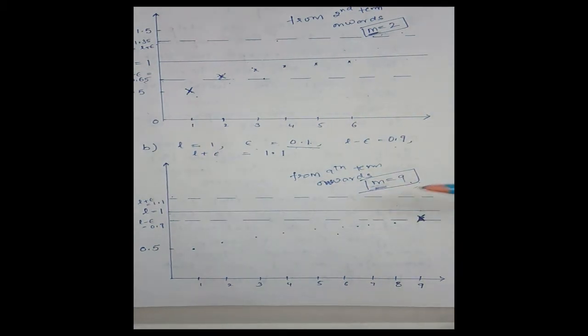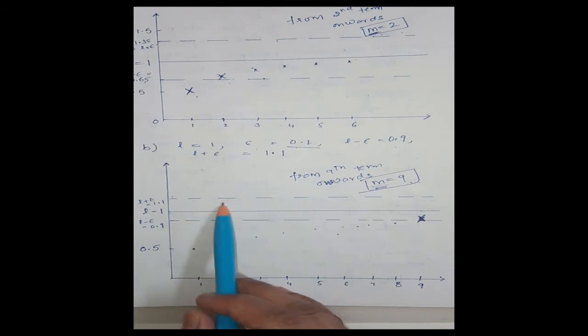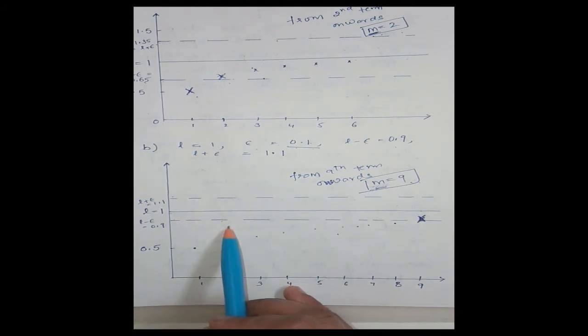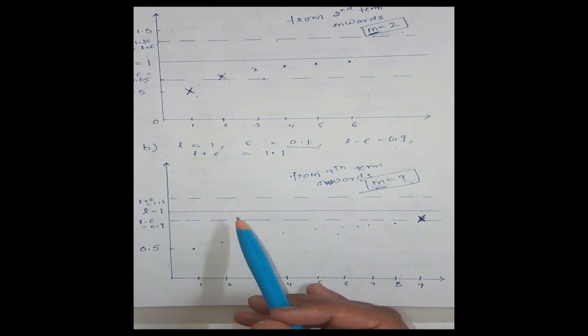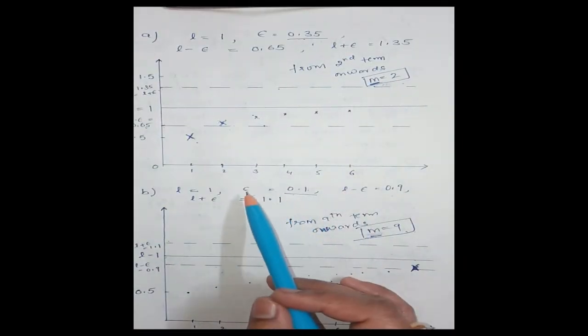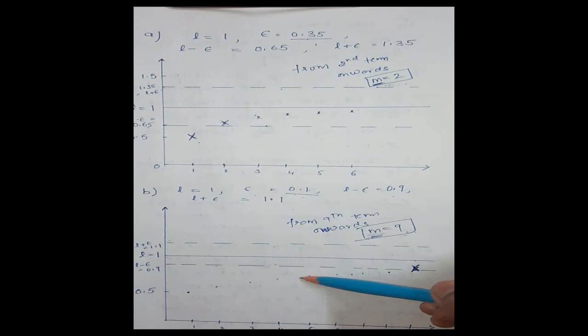Clear? And also we note that the thinner the strip, the larger the value of M. Here we have epsilon 0.35, and M was 2, but here we have taken epsilon to be 0.1, less than 0.35, and M is 9. This means the thinner the strip, the larger is the value of M. These 3 points we note from these two graphs.